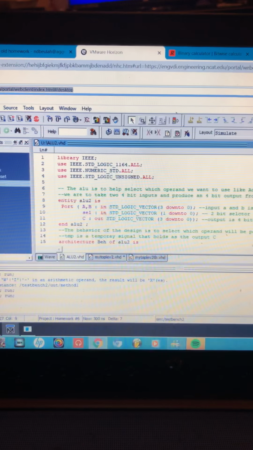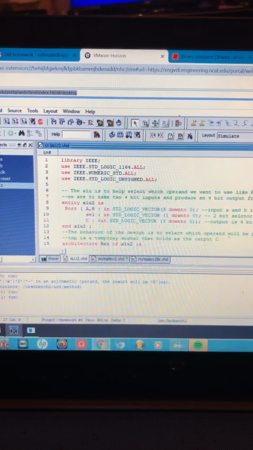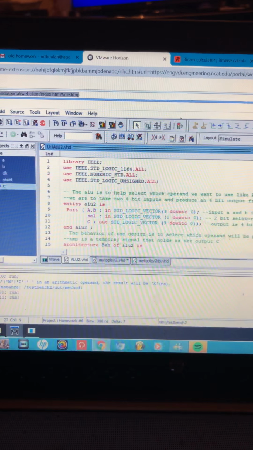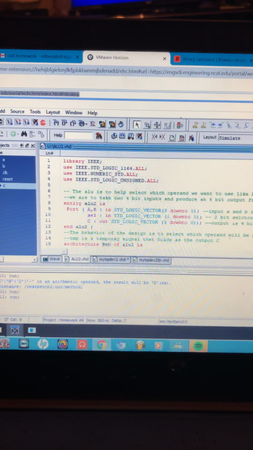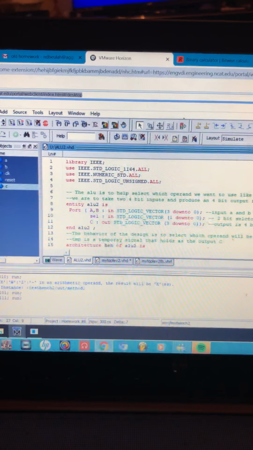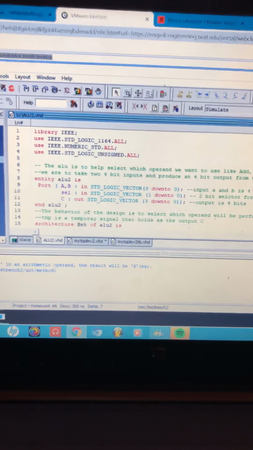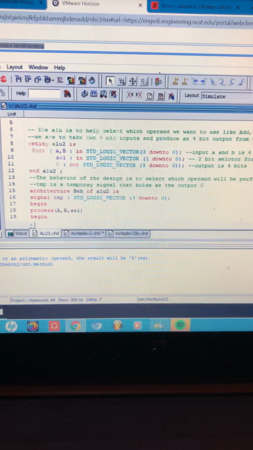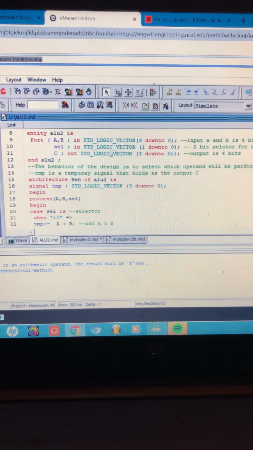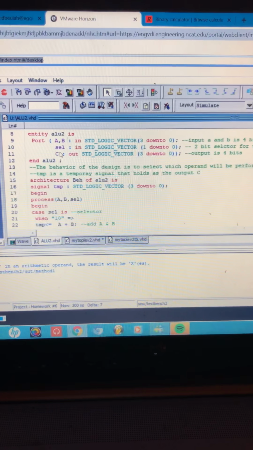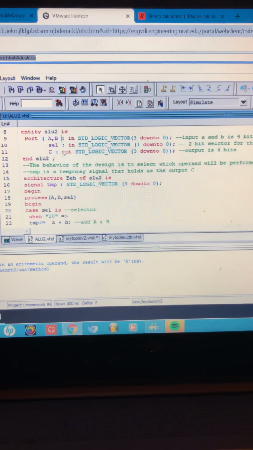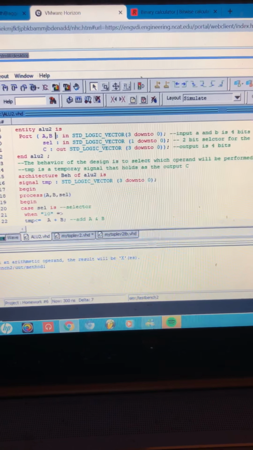So for the second part, we are to tie a controller and ALU together, but the output of the ALU will feed back into the controller. So here I have my ALU. I have two inputs, A and B, which are 4 bits, a selector for my operand, and a C for my output, which is also 4 bits.